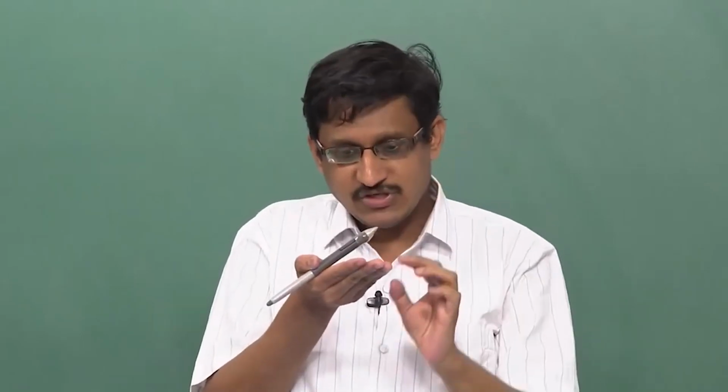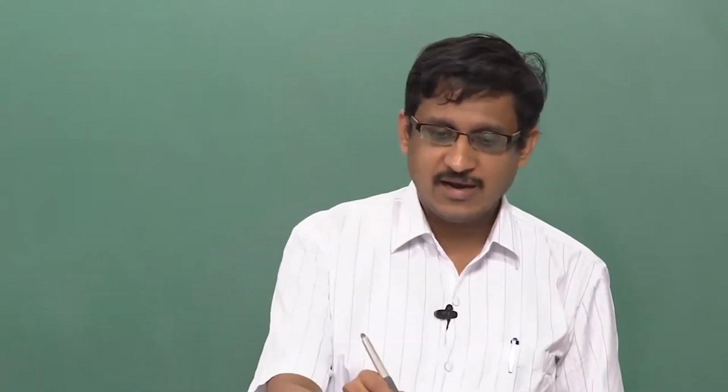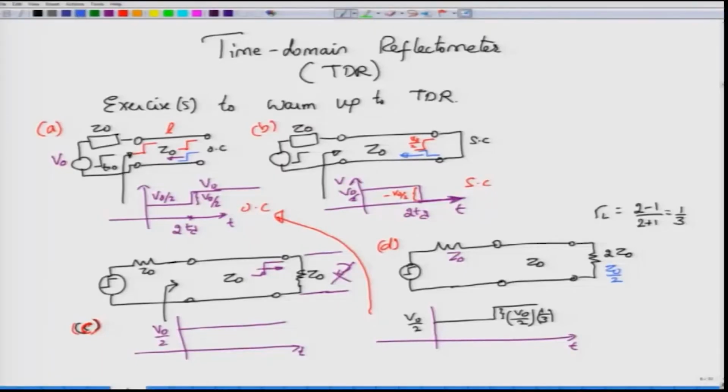But if I know how much is the voltage jump, I can easily find out what is the value of the load that is connected, because I know what is the characteristic impedance, I know what is the amplitude of the voltage that we have sent in. So from these two values, knowing what is the jump in the voltage, I can find out what is the value of gamma L.